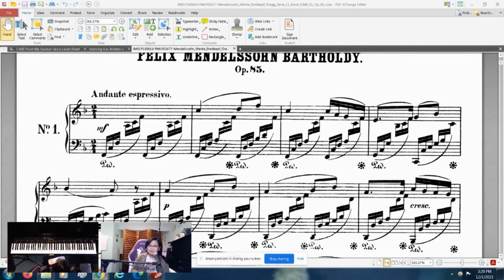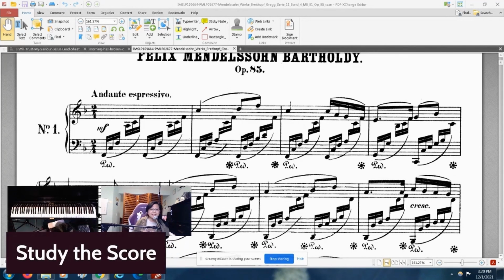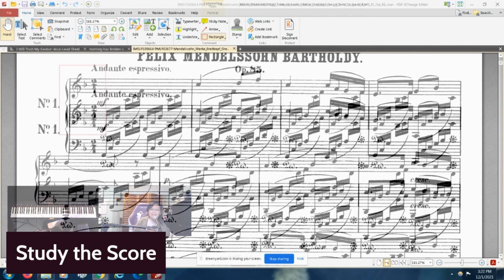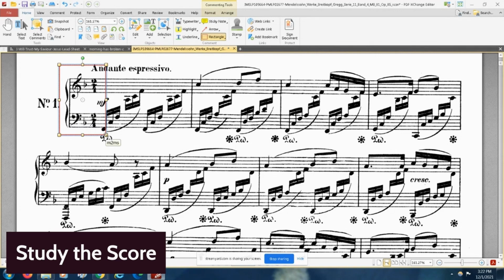As a student, because I've been there too, I would just jump in and hope for the best. But that's totally not the way to go. You need to take that time to study the score, study the music. And what are you looking at? Key signature and time signature. The clefs, so you know exactly where you are on your instrument, fingering wise.